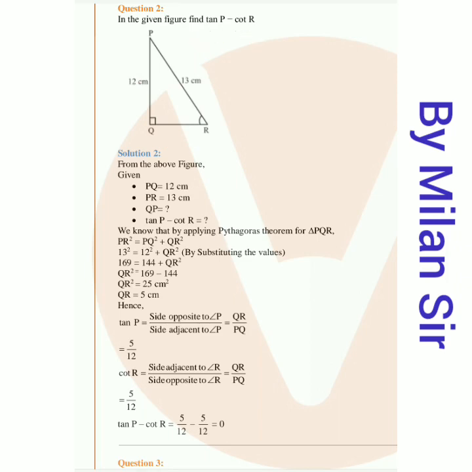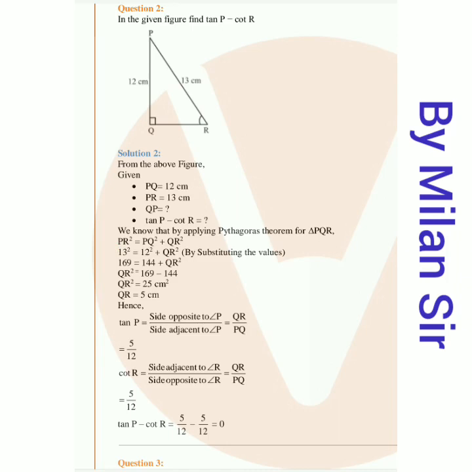Now I know two sides of the right angle triangle, so I can use Pythagoras theorem and find my third side. First of all, by using Pythagoras theorem for triangle PQR, hypotenuse PR square is equal to PQ square plus QR square. Now PR is equal to 13. So here 13 square is equal to PQ, 12, so 12 square, and QR as it is because we are finding it.